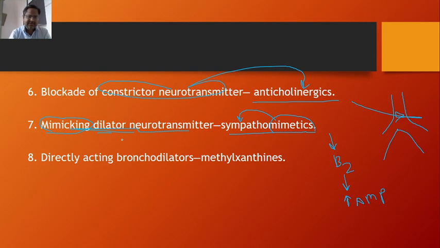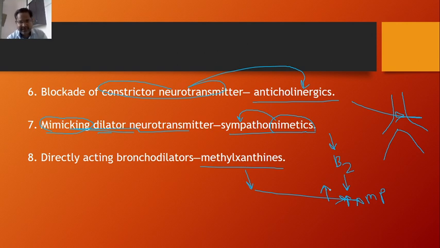Some drugs act directly, called the methylxanthines. The methylxanthines are drugs which inhibit the phosphodiesterase enzyme and again increase the cyclic AMP level. So again, if you increase the cyclic AMP level, it causes bronchodilation. So this is very important.